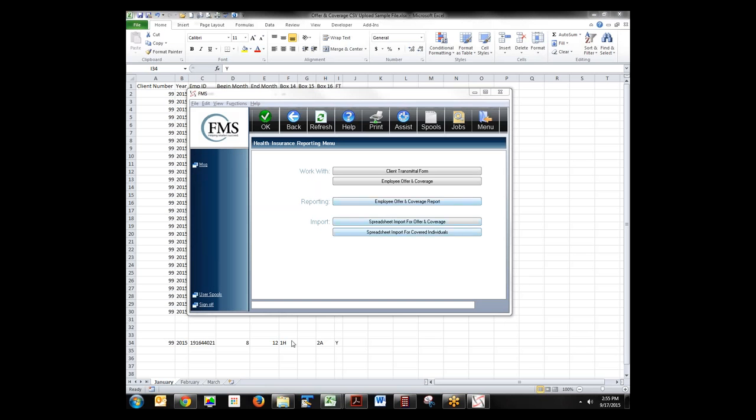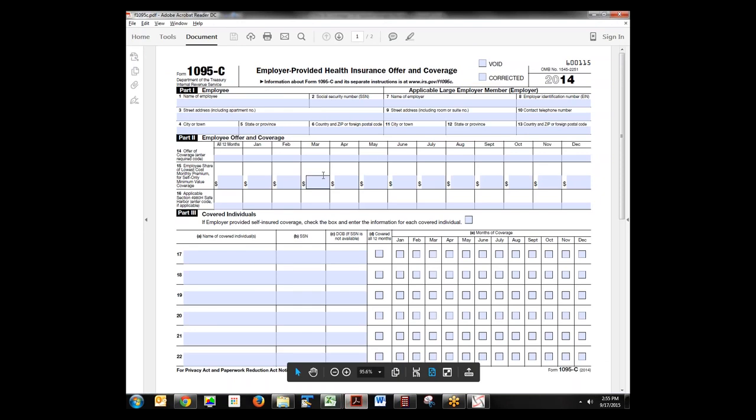Basically, the offer and coverage data that we were talking about translates into the 1095. So the program is going to generate this form just like it does the W-2s. Okay, that's what's going to happen. Just picture it like a healthcare W-2, where when you say print the 1095Cs, it's going to come out looking a lot like this, with all the data filled out based on the data that we have in the database.